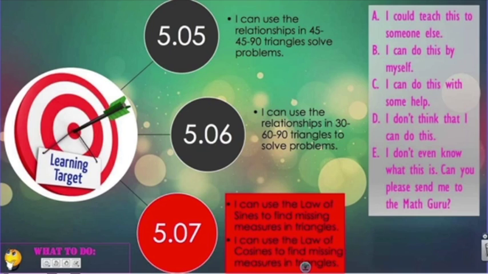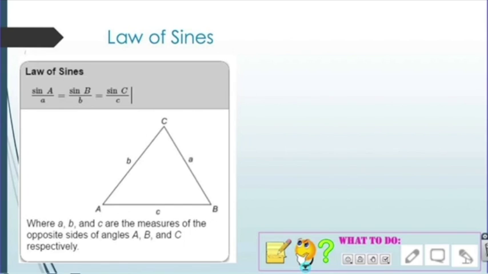Let's move on to our next objective, using the law of sines and the law of cosines to find missing measures in triangles. Here is the law of sines. The law of sines states that the sines of each of the angles are proportional to the lengths of the opposite sides. Angle A is here, and side A is the side opposite angle A. So they can all be set up in a proportion.